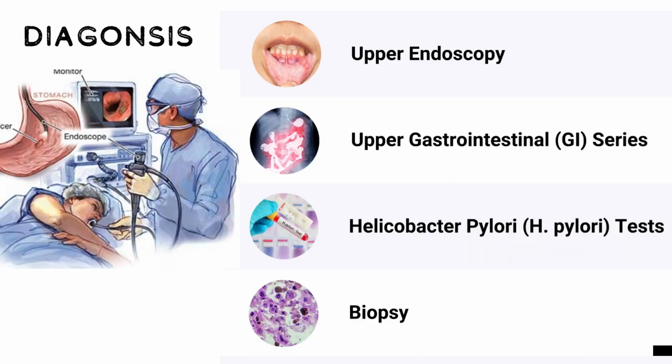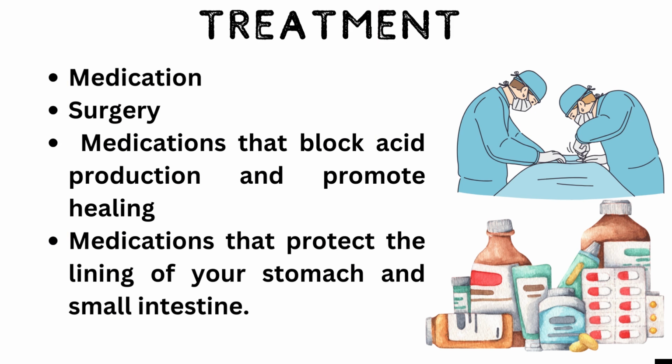Diagnosis is done in different ways: upper endoscopy, upper gastrointestinal GI series, Helicobacter pylori lab test, biopsy. Treatment is done by the following methods: use of medication, surgery, medications that block acid production and promote healing, medications that protect the lining of your stomach and small intestine.